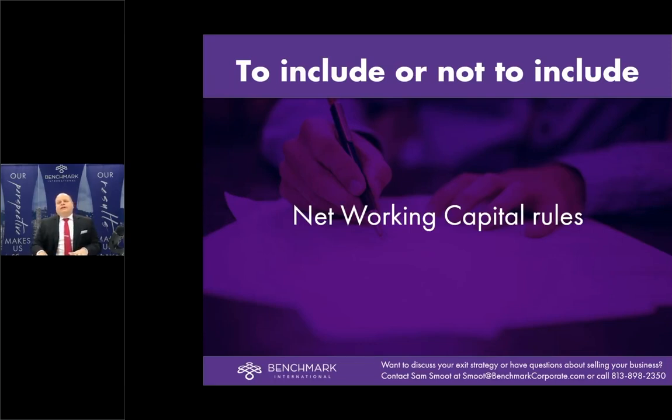So it's not a no-no to discuss net working capital in the letter of intent, but we really don't like to see the buyers trying to push that too far unless they have a very firm closing date, which is very, very hard for them to do.